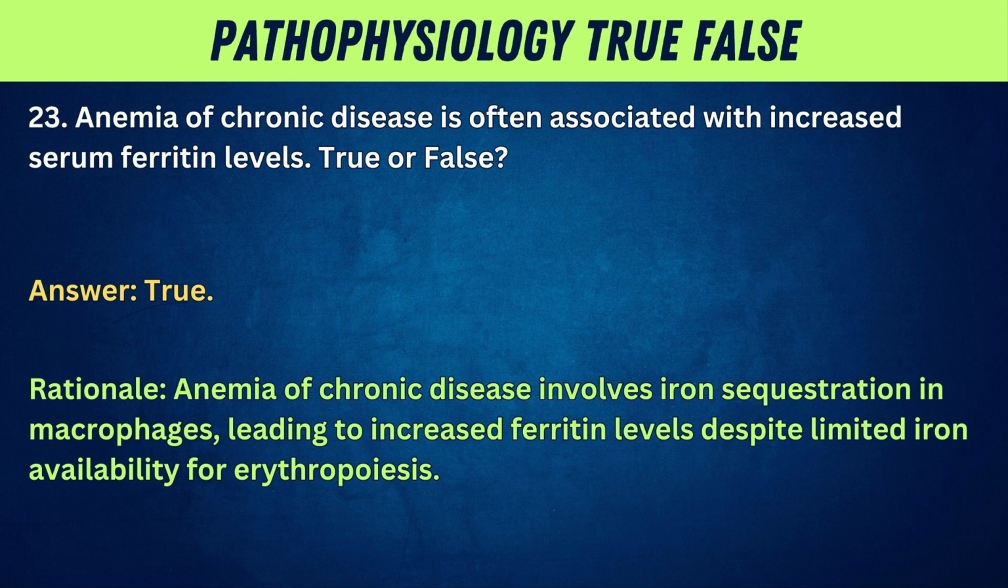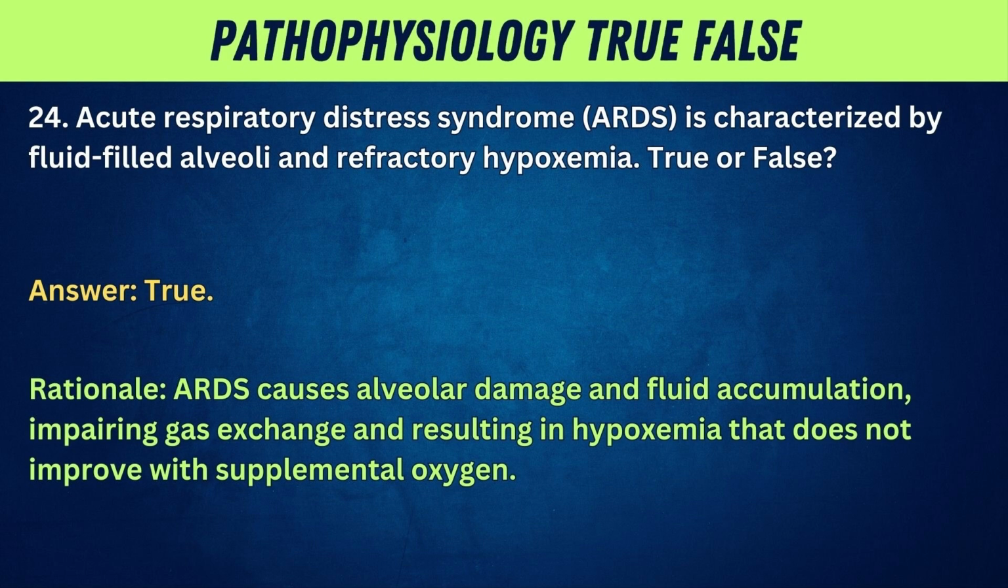23. Anemia of chronic disease is often associated with increased serum ferritin levels. True or false? Answer: true. Rationale: anemia of chronic disease involves iron sequestration in macrophages, leading to increased ferritin levels despite limited iron availability for erythropoiesis.